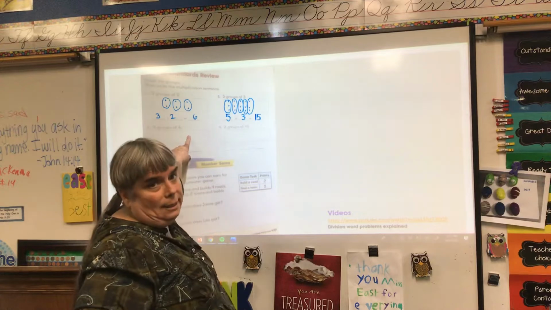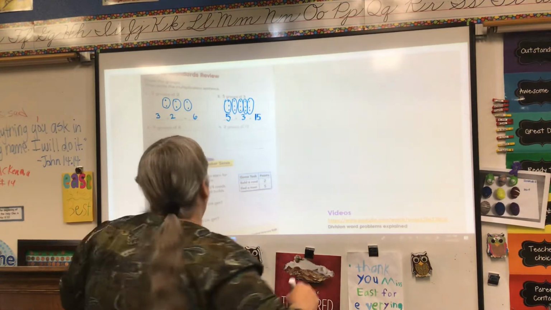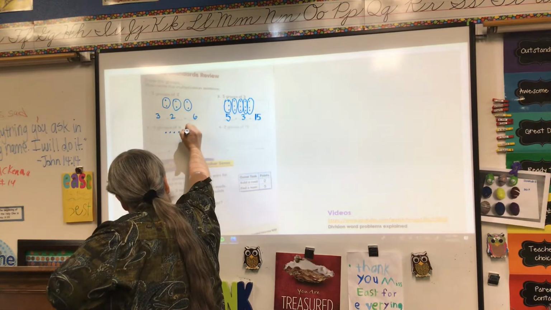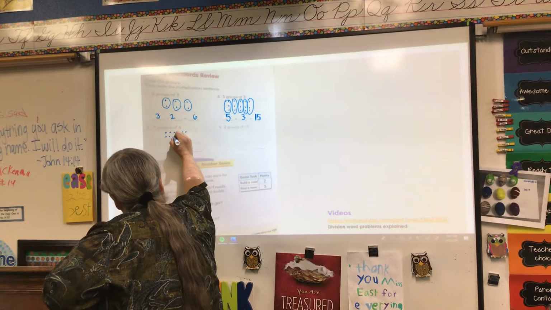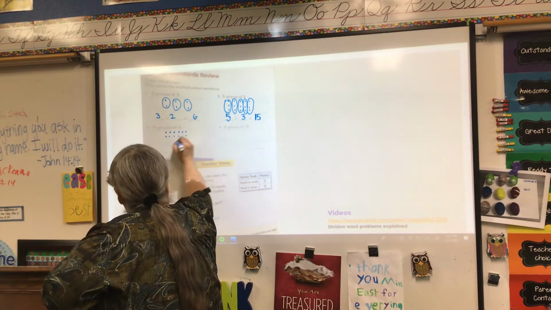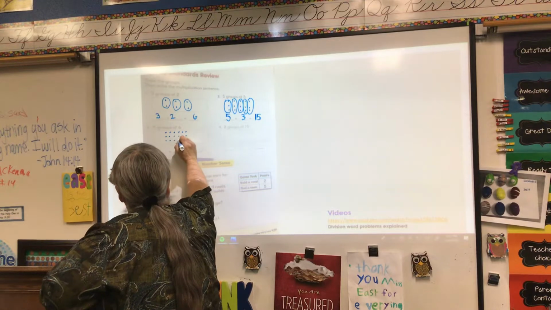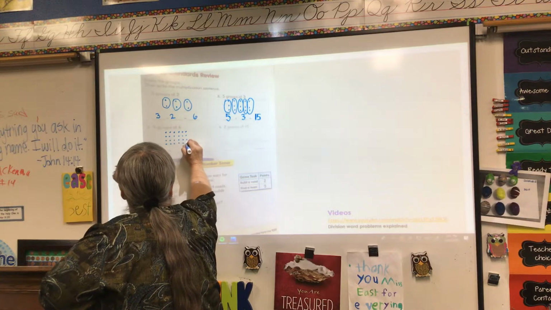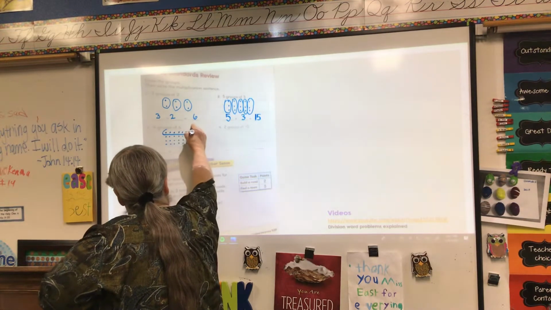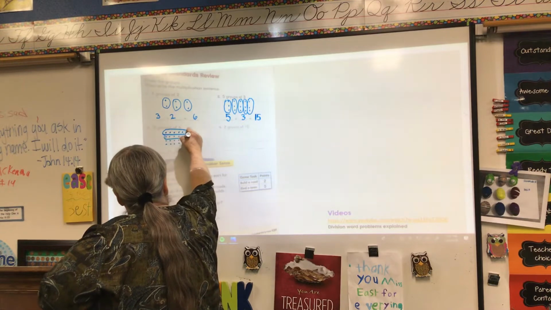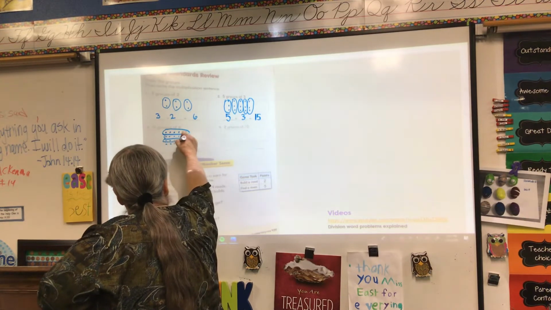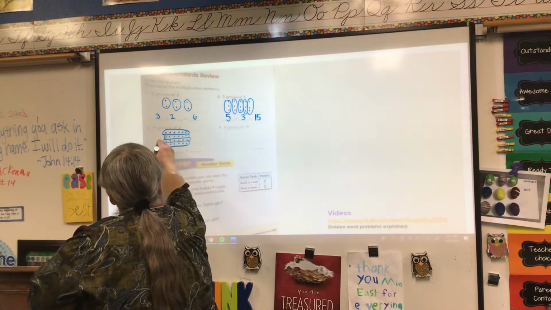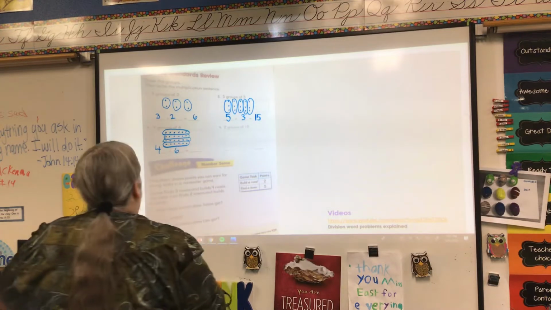Okay, 4 groups of 6. So this time I'm going to go the other way. 4 groups of 6. 1, 2, 3, 4, 5, 6. Pretend like you're planting seeds, like the farmer. Remember, we said that at the very beginning. So there's my first group of 6, second group of 6, third group of 6, and my fourth group of 6. So 4 groups of 6.